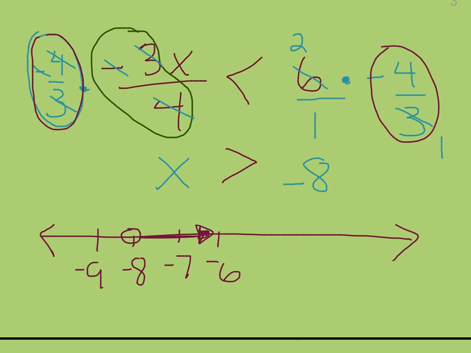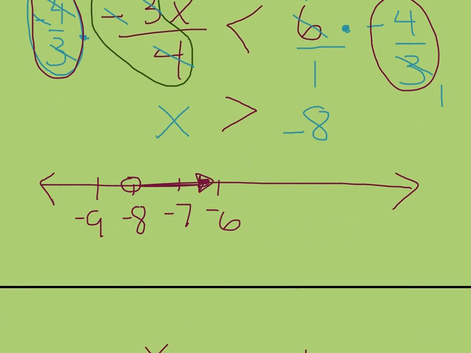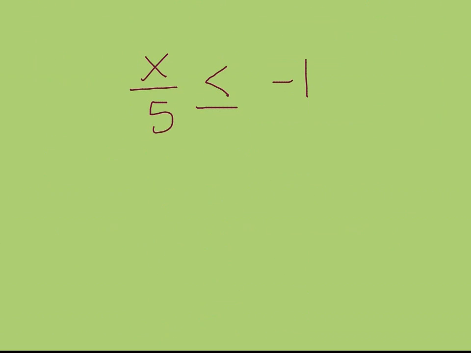I think I have one more. Yes, one more example for you. This time x is being divided by 5, so the way that I get rid of that 5 is I multiply by 5. So I can put times 5 over 1 right there. That lets me cancel out the 5. I can come over here and I can write times 5, don't need to write the over 1. And I have x, and then -1 times 5 is -5.